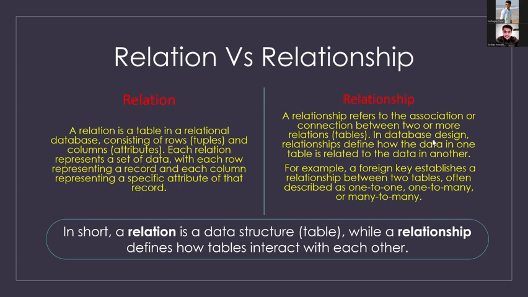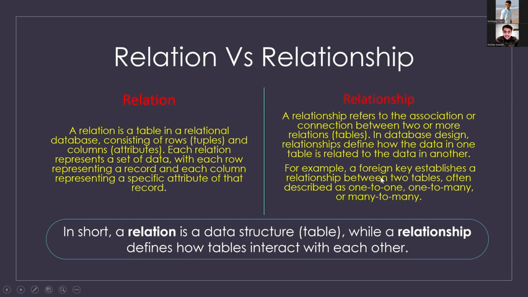In database design, a relationship defines how data in one table is related to data in another table. So a relationship is defined when we try to merge two tables with some relation, and then we define a relationship between the two tables. For example, a foreign key establishes a relationship between two tables, often described as one to one, one to many, and many to many.